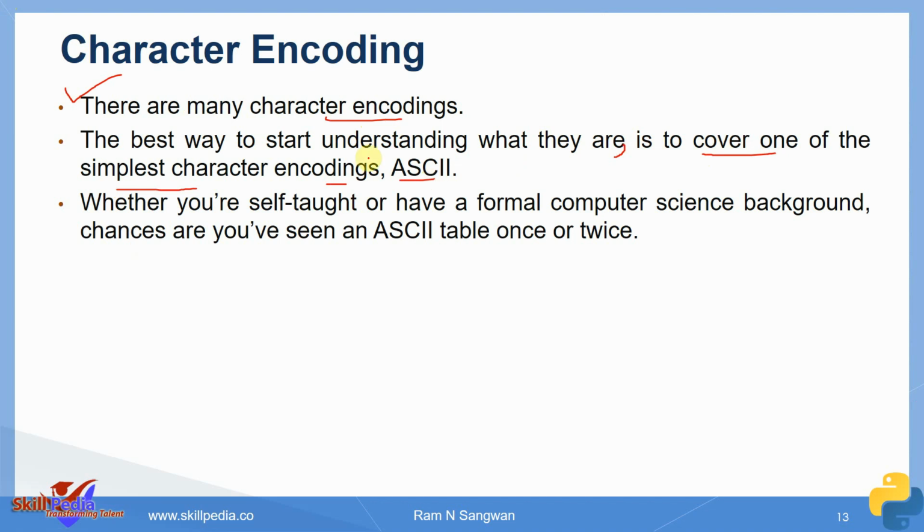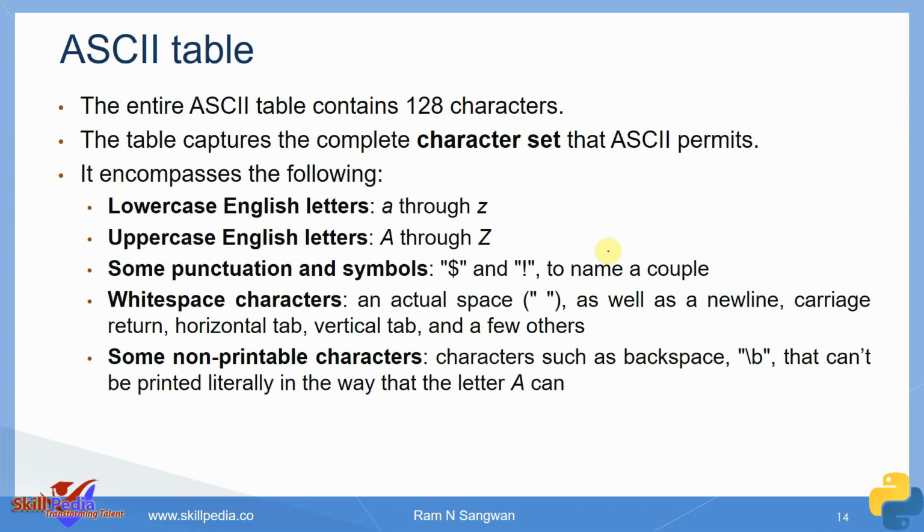Whether you are self-taught or have a formal computer science background, chances are that you might have seen an ASCII table once or twice somewhere. The entire ASCII table contains 128 characters. The table captures the complete character set that ASCII permits. It includes all these characters like lowercase English letters from small a to small z. They are different for the computer. Small a and uppercase A are different.